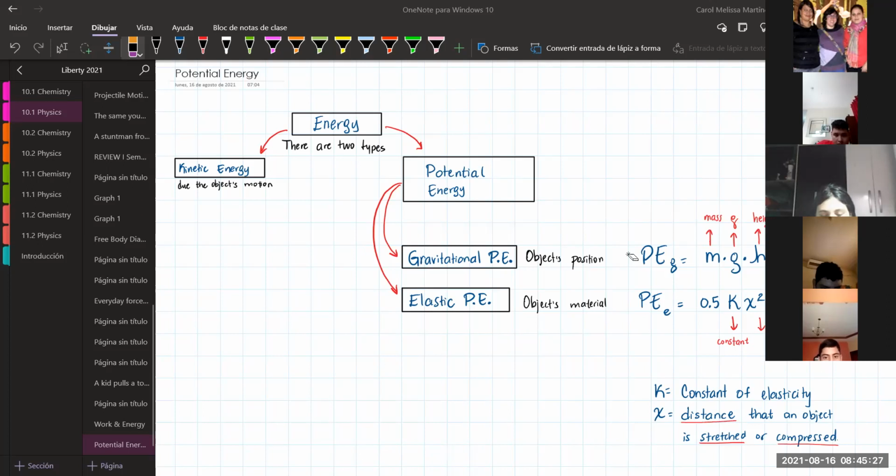Okay, so for the elastic potential energy, we're going to consider those values, but don't worry, this constant, this k, is going to be given in the problem most likely. Okay, and also x. All you have to do is apply the formula. So now these are the two equations that we're going to use for these two topics. Okay, so let's work with one example.